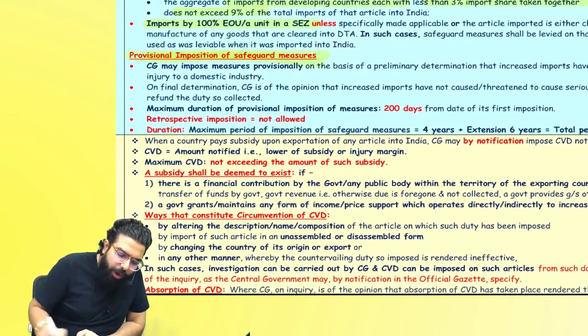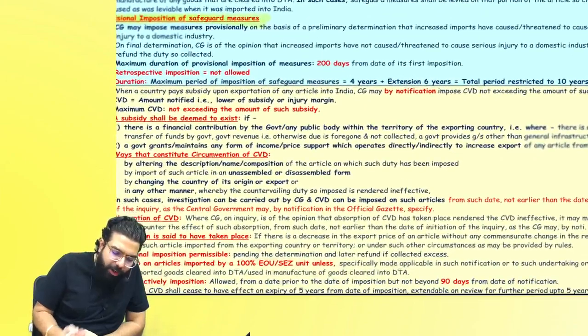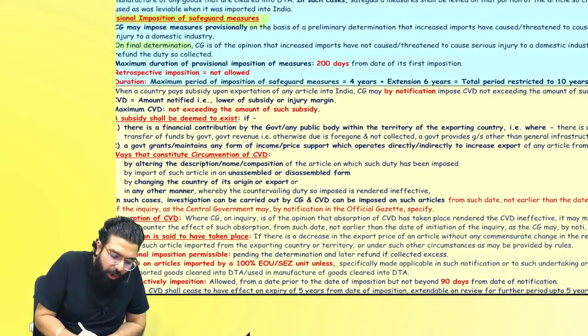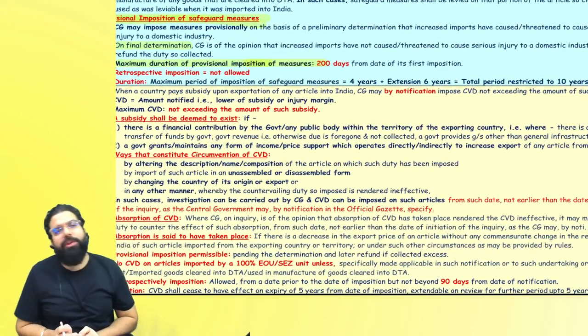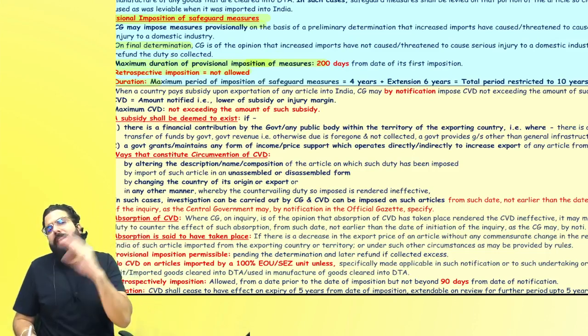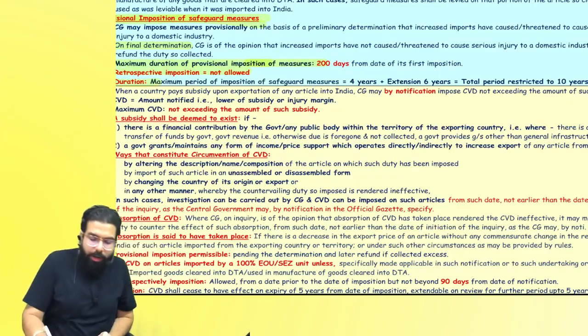Provisional duty, yes, government can go ahead and impose provisionally also. On finalization, whatever the difference is there, government will go ahead and refund. Maximum duration of provisional imposition is how much? 200 days. And sir, retrospectively not allowed. Maximum period of imposition 4 years and extendable up to what? 6 years. Total can be how much?